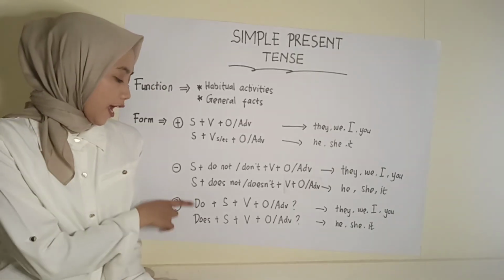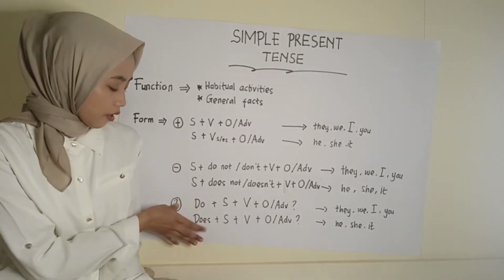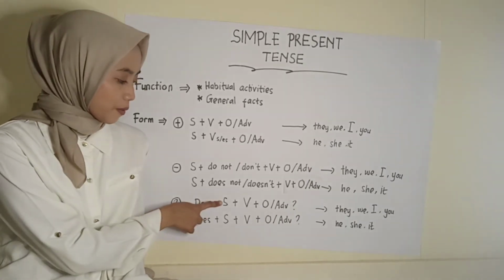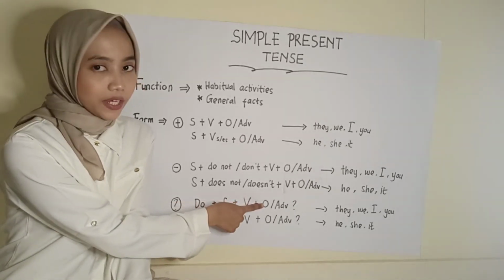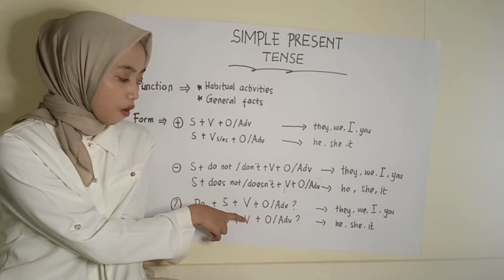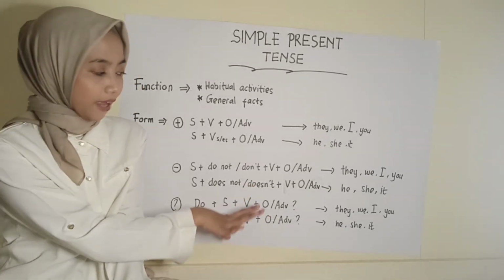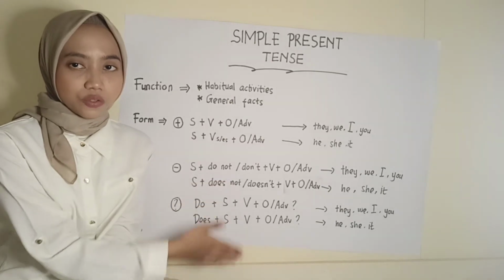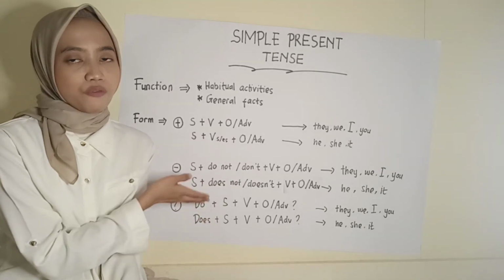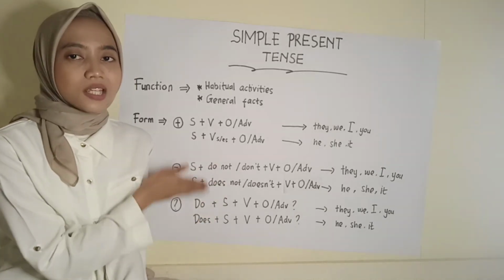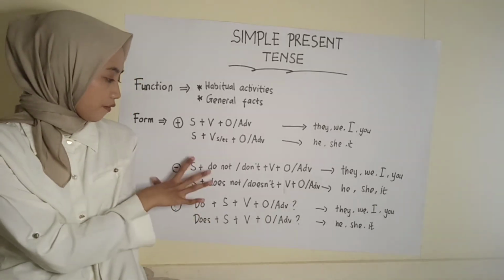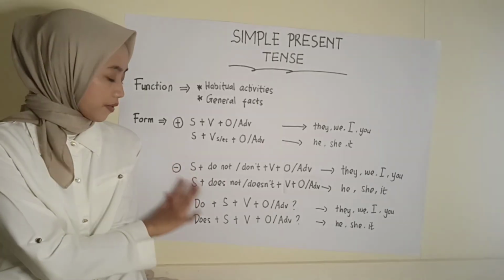Okay, let's take a look at this formula. It is the formula of interrogative sentence. The first formula: Do, subject, verb, object, and or adverb. And second formula: Does, subject, verb, object, and or adverb. The first formula is used for the subjects they, we, I, you. And the second formula is used for subjects he, she, it. It is quite similar to the second formula that is for negative sentence.